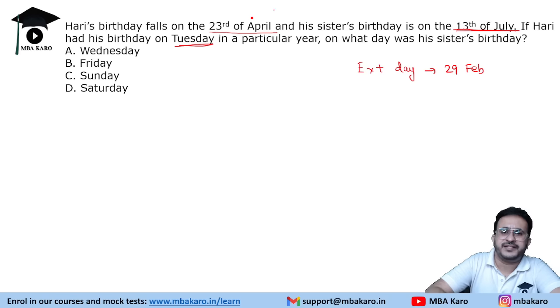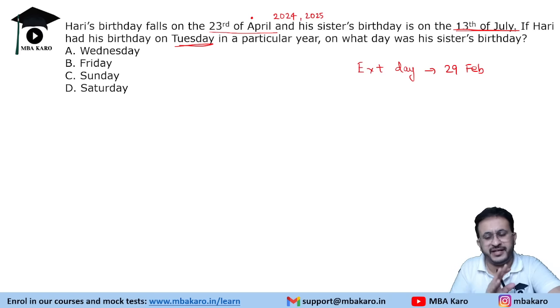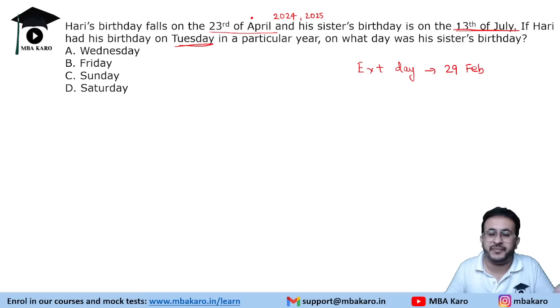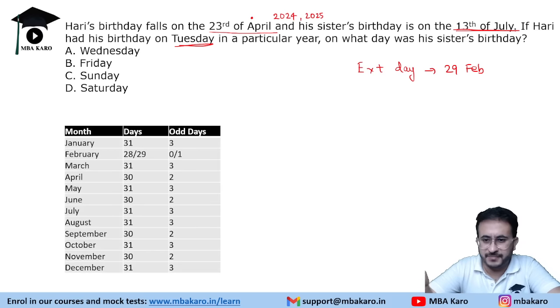Now even if it is, let us say, 2024 or 2025 or any such year, 29 February will not come in between, isn't it? 29 February to be there, right? So 29 February will not come in between. So it does not matter which year we are talking about. Okay. So it will not impact our answer. So we will have this table here.